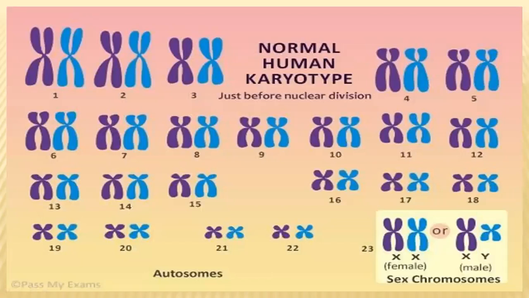So this is the normal human karyotype. In this we can see the two X chromosomes are longer than the Y chromosome. In males, only one X chromosome will be there, which is longer than the other one. The other one is the Y chromosome. It is shorter than the X chromosome.